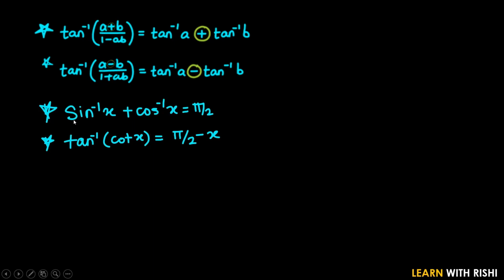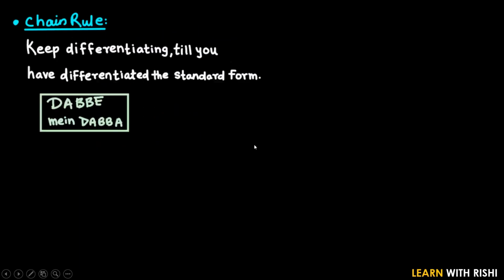Next is sine inverse x plus cos inverse x. So adding them, it results into pi by 2. Same with tan inverse x plus cot inverse x. If such a kind of function is there, the answer will be pi by 2. This you can use directly.